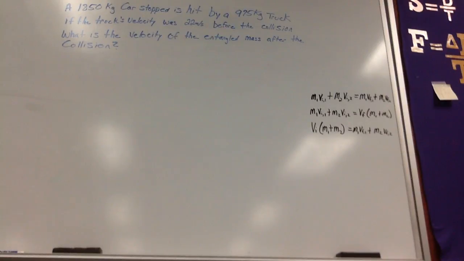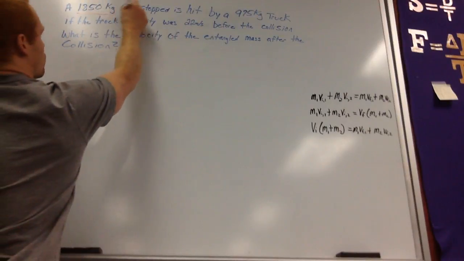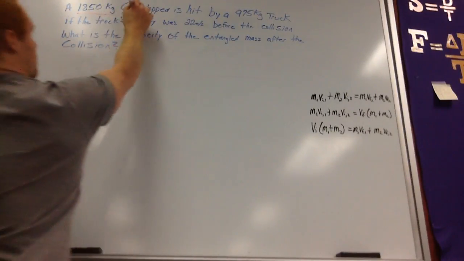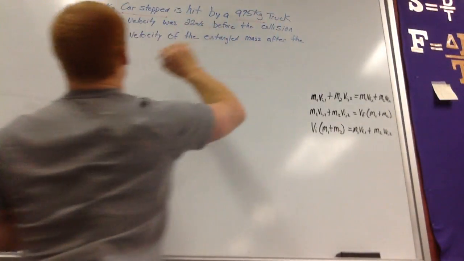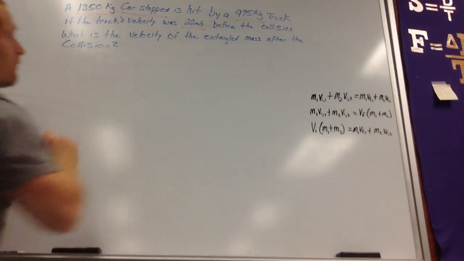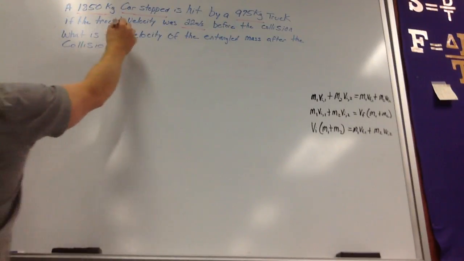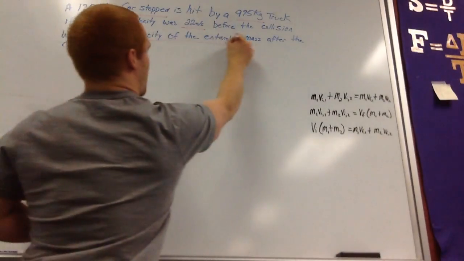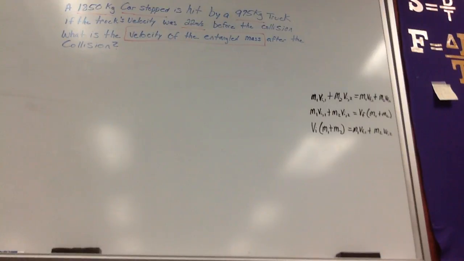So we have an 1850 kilogram car stopped, so that would be a velocity of 0, and it is hit by a 975 kilogram truck. The truck's velocity was 22 meters per second before the collision, so that would be the initial velocity. What is the velocity of the entangled mass after the collision? So we are looking for the final velocity of the entangled mass, so that would be both of them. That's what we're solving for.